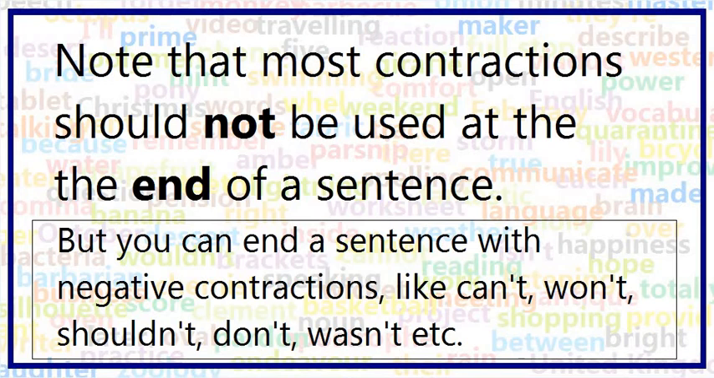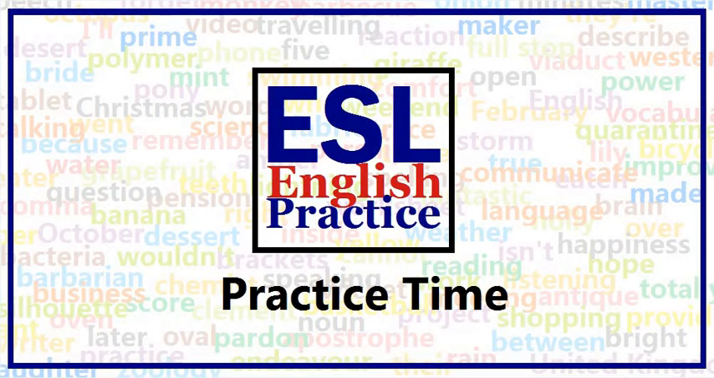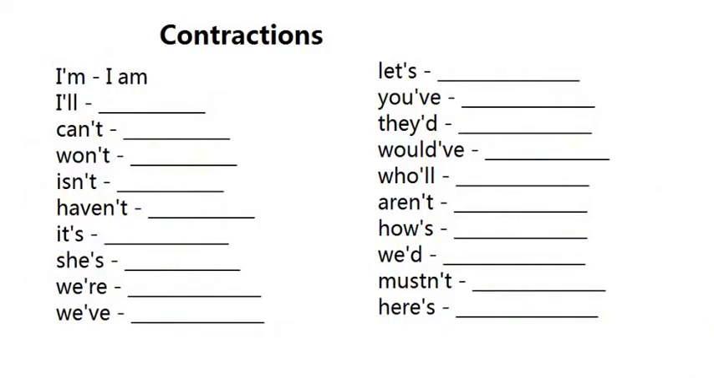You can end a sentence with negative contractions, such as can't, won't, shouldn't, don't, wasn't. But if the contraction is not a negative contraction, do not finish a sentence with it. Now it's practice time. Here is a list of contractions. The first one is done for you. I'm, short for I am.